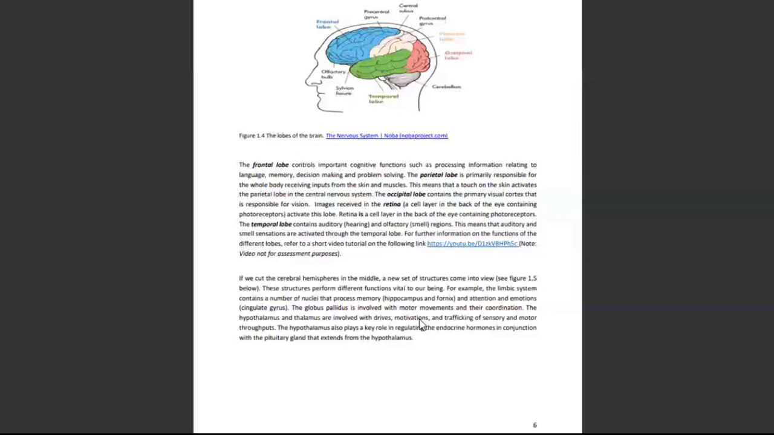The hypothalamus also plays a key role in regulating what? Endocrine hormones in conjunction with the pituitary gland. So just use highlights to make sure you understand this. As much as I can talk about them, speak about them, you need to have a way of remembering them to make things much simpler for you.